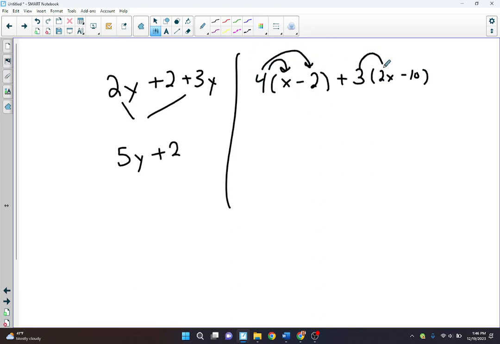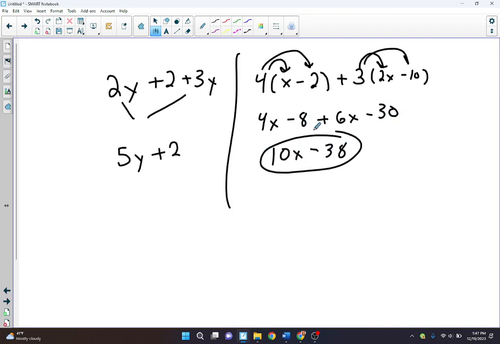You go and distribute. Then you got 4x minus 8 plus 6x minus 30. Combine like terms. 10x minus 38. Circle that. You're done with that.